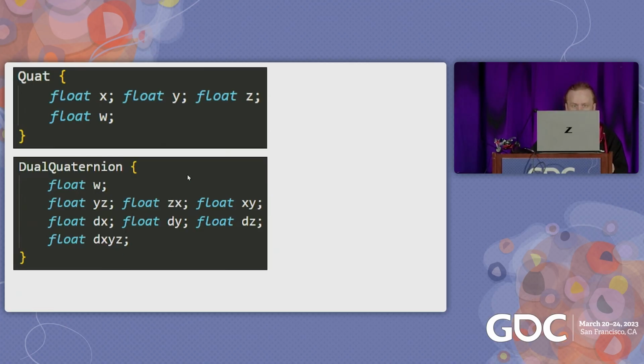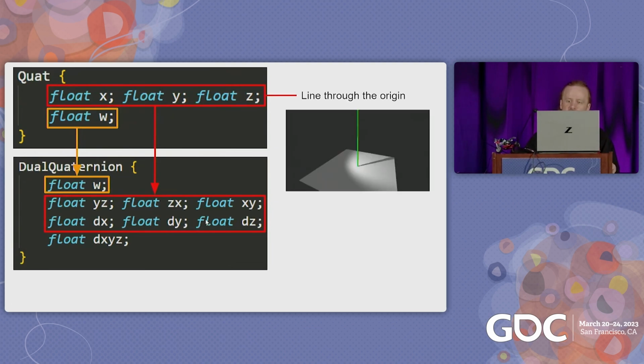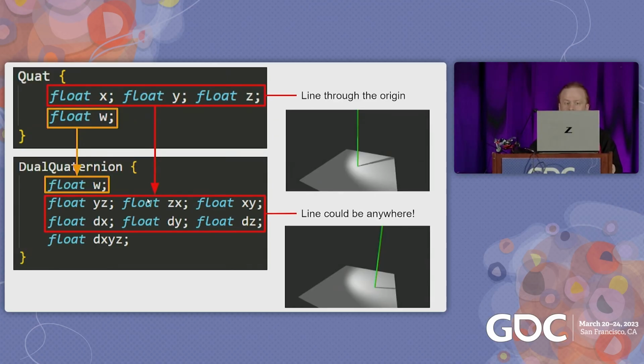This is a dual quaternion. Dual quaternions contain quaternions as a special case. So you can take the w part of the quaternion and put it into the w part of the dual quaternion. We're doing something quite specific with x, y, and z, though. We're going to turn x, y, and z to represent a line, and it turns out that we actually need 6 floats in order to do arbitrary lines in 3-dimensional space. So quaternions only ever let you do rotations around lines through the origin. With a dual quaternion, it really could be anywhere.